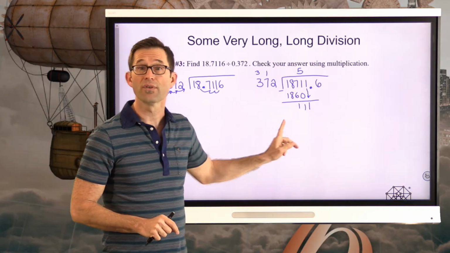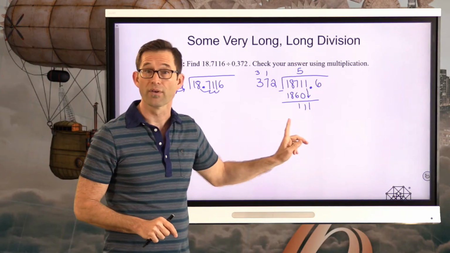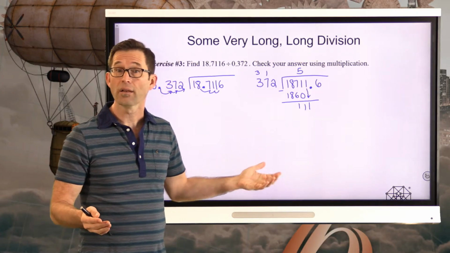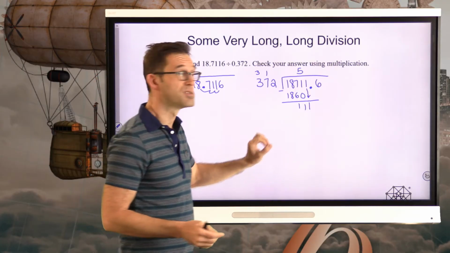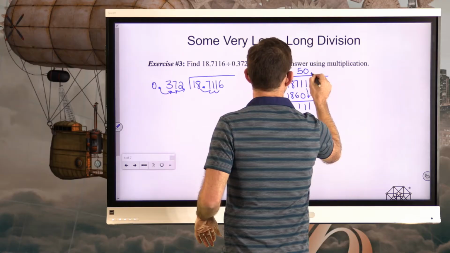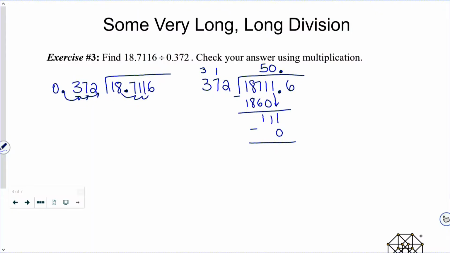Now I'm looking at 372 divided into 111. Well, unfortunately, 372 goes into 111 0 times because it's simply too small. So I get 1116. Let me get rid of these. Now I have to think about this again, and maybe I'll take a shot with 3. 3 times 2 is 6. 3 times 7 is 21. I like what that's coming out to be. 3 times 3 is 9, plus another 2 is 11. And look at that. I get that remainder of 0. So it appears that my answer is 50.3.